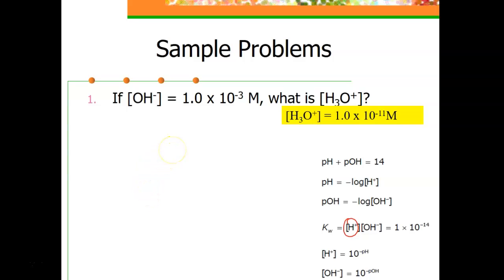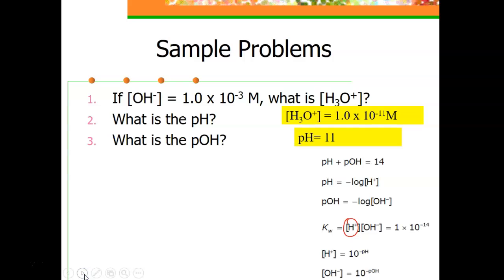Next question. It says, what is the pH? So you have hydronium and you want pH. pH is equal to negative log hydronium. So all you have to do is negative log, and this answer right here, 1 times 10 to the negative 11, close your parentheses out, and you should get 11, which should have been easy. You don't even need to do the math because it's a 1 in the front.